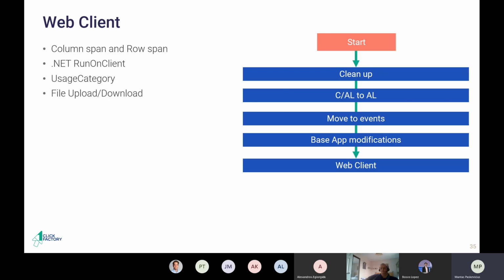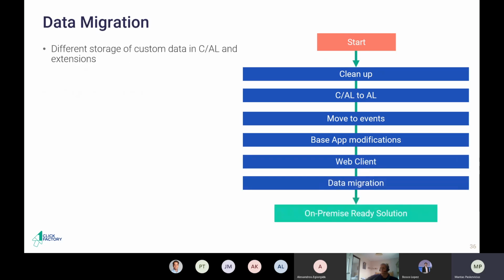So let's say that I have done the web client implementation and now most of my code works quite correctly. That means that I have my solution almost ready. But I need to think about the data which is in the solution. And I need to think about what I need to do to move my data from my current C/AL solution to AL. And we call this step the data migration step.